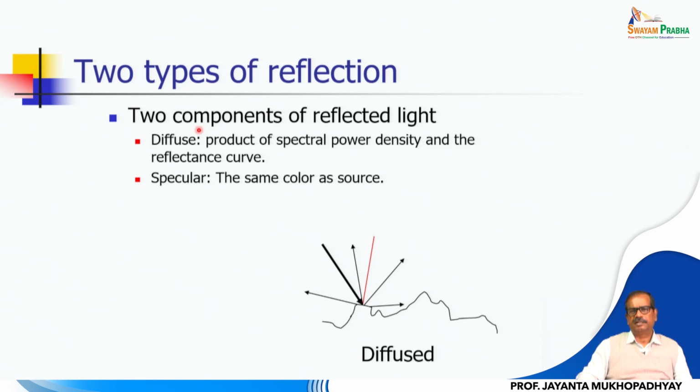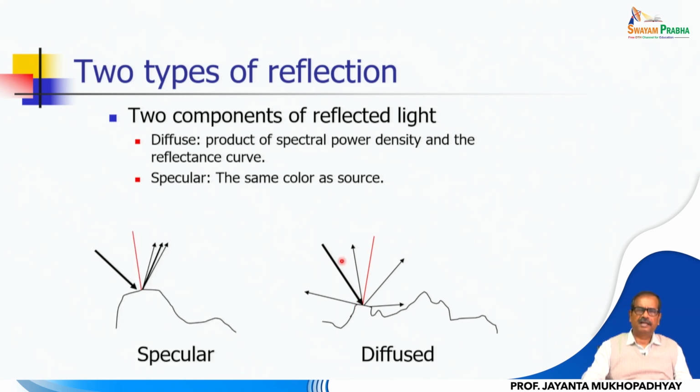In diffuse reflection, when light is incident on the surface point, the reflected ray goes in all possible directions. It just scatters, and the energy gets distributed equally in every direction. Of course, it is modulated by the reflection coefficient and also the angle of reflection and angle of incidence.